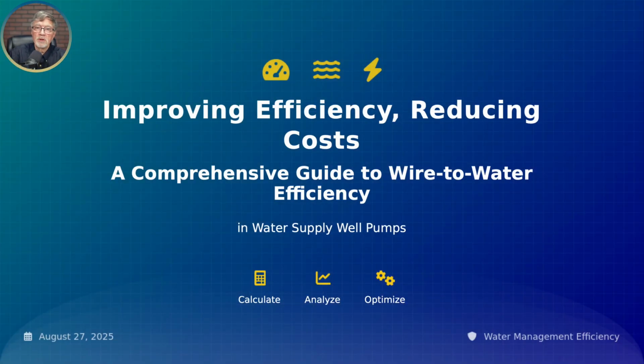So we're really looking at how we improve our efficiency and reduce costs. This is going to be our comprehensive guide to water efficiency in water supply well pumps. We're going to look at how we calculate that, how we analyze it, and how we optimize our pumps and motors. It's really to get at how efficiently our pumps and motors are running, as part of our asset management plan, so we understand how close they are to failure, and so we can develop some trends here.